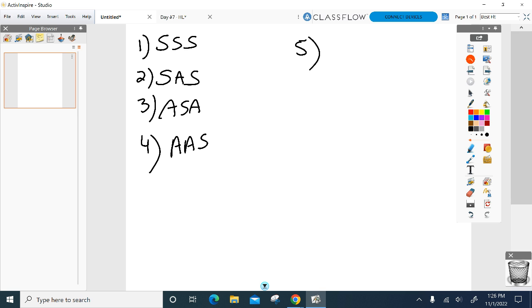The 5th and final method is called HL. Okay? The HL method. The H stands for hypotenuse. Hopefully we've heard that term before somewhere in our math career. And the L stands for leg. And this is all on your first page of your notes there. Hypotenuse leg is the 5th and final method.